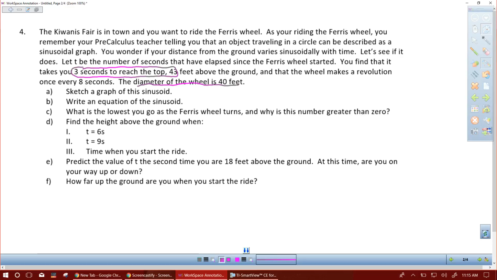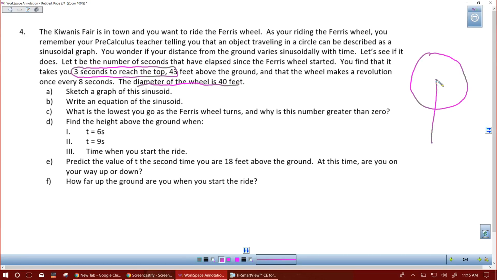So I always really want to start with a graph of the situation. So I like to draw my Ferris wheel out. The things that I know about this Ferris wheel is that when t is equal to 3, we're at 43 feet. The second piece of information that I know is that the diameter is 40 feet. So if this is my ceiling, because of the top, and that's 40 feet here, and I was at 43, that means that this point is at 3 feet, and that's my floor.